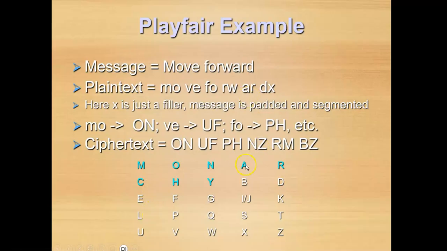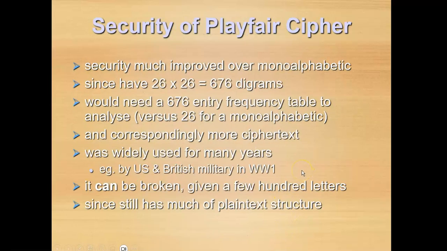And AR. They are both in the same column. So A is replaced by R, R is replaced by M. So we have to take it like this, we have to rotate it. The next letter of R in the column is M. And DX. D is present here and X is present here. They are in different columns. So D is replaced by the letter present in the X column, that is B. And X is replaced by the letter Z, which is present in the D column. So this is our ciphertext.